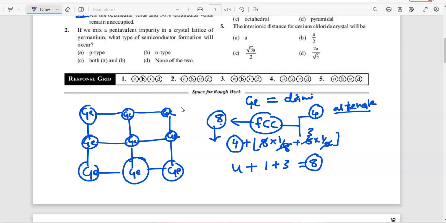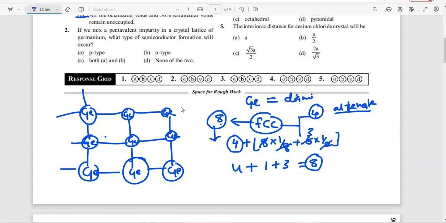So you see here, each germanium has what? 4 valency. This germanium also has 4, this germanium also has 4. Every germanium atom has 4 valency, meaning it can form 4 bonds. Why? Because germanium belongs to the fourth group. It possesses 4 valence electrons, so it can form only 4 bonds.